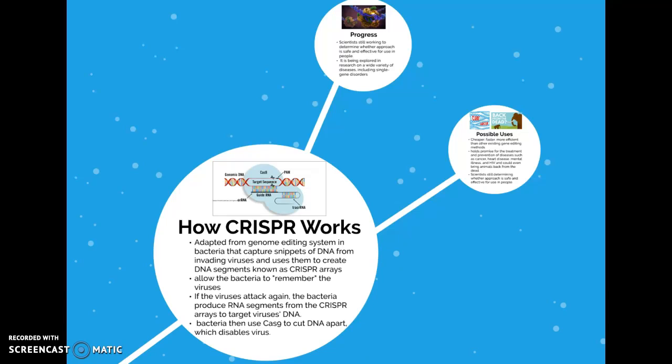Bacteria captures snippets of DNA from invading viruses and uses them to create DNA segments known as CRISPR arrays. The CRISPR arrays allow the bacteria to remember the viruses or closely related ones. If the viruses attack again, the bacteria produce RNA segments from CRISPR arrays to target the virus's DNA. The bacteria then uses Cas9 or a similar enzyme to cut the DNA apart, which disables the virus.